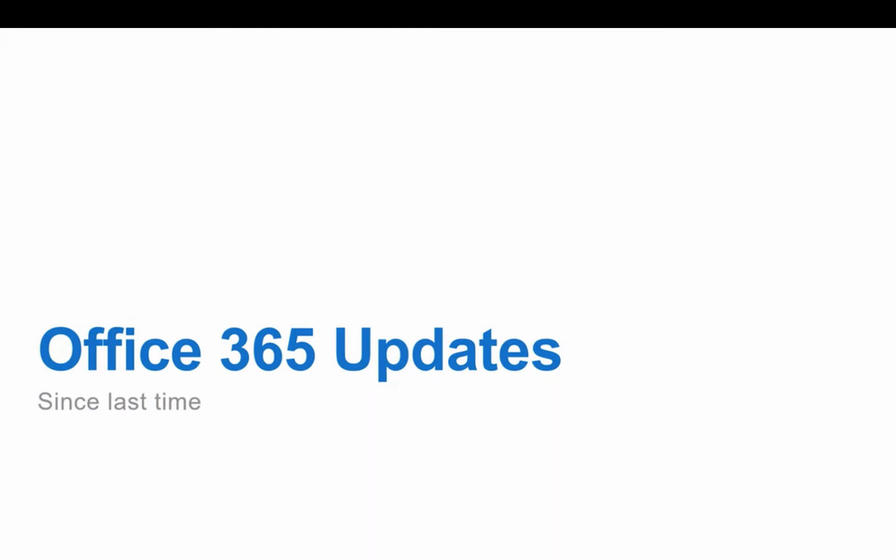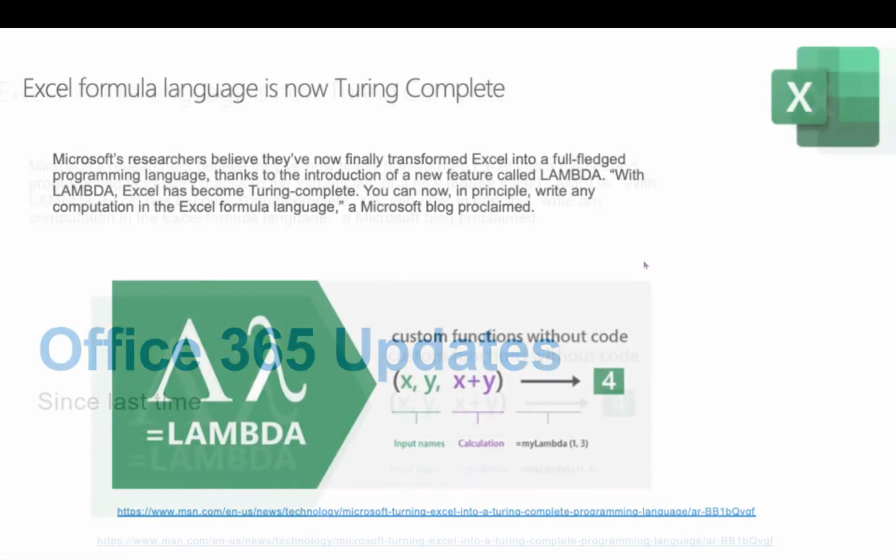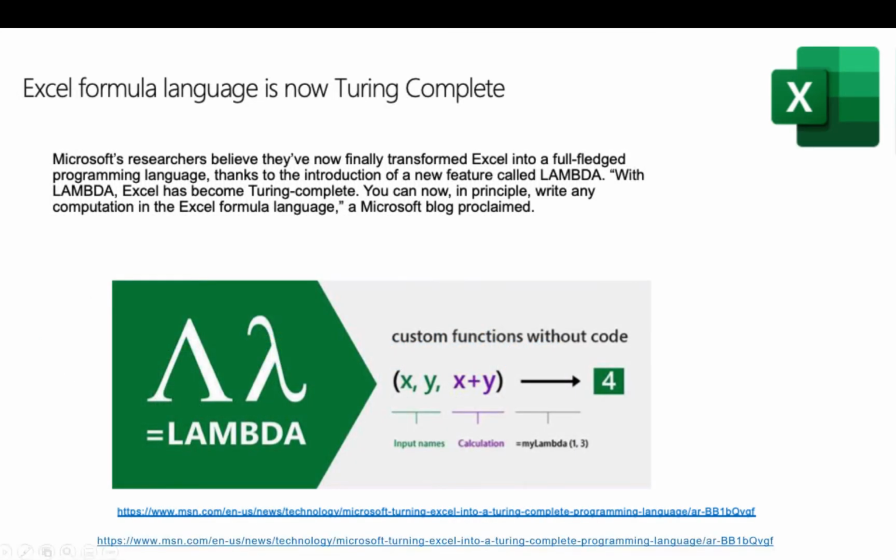But since we last met, a few updates have come out, including Microsoft now saying that the Excel formula language is now Turing complete. For those of you that are unaware, something becoming Turing complete refers to it being a fully fledged programming language.